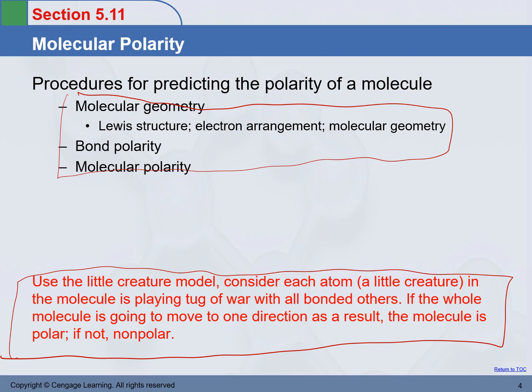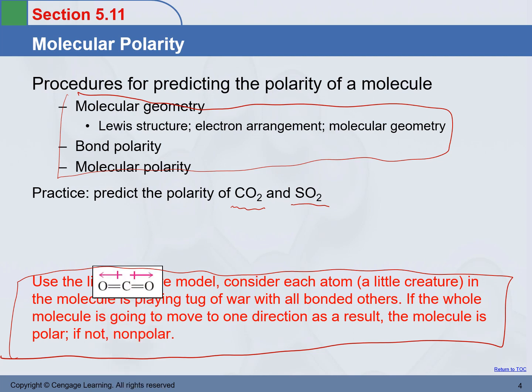So let's look at what practice we're going to do this time. Predict the polarity of carbon dioxide. Oh, we just did carbon dioxide. And sulfur dioxide. Oh, these two molecules look so alike, but they're asking us to compare the polarities of the two. The first one, we just did it. Let me see if I put it here already. Yep, it is a nonpolar molecule. We know that. That's our conclusion.